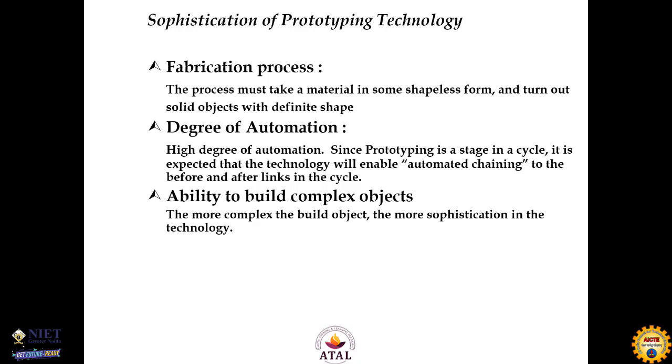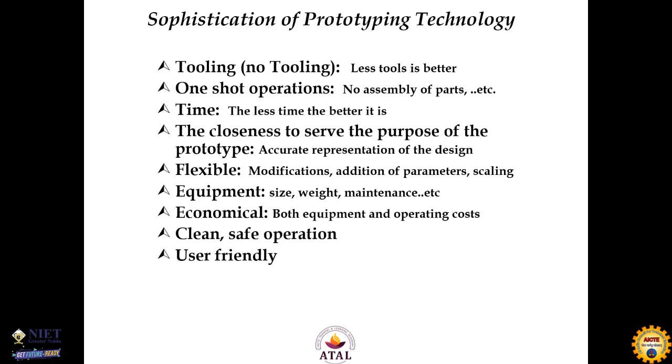These are the various parameters to judge rapid prototyping technology. Then tooling or no tooling: you can say less tools is better. One shot operations, no assembly of parts. In additive manufacturing, you need not create separate parts of an assembly to create an object. You can create a part in a single shot, with no need to assemble these parts later. The less time is the better. In additive manufacturing we have less time.